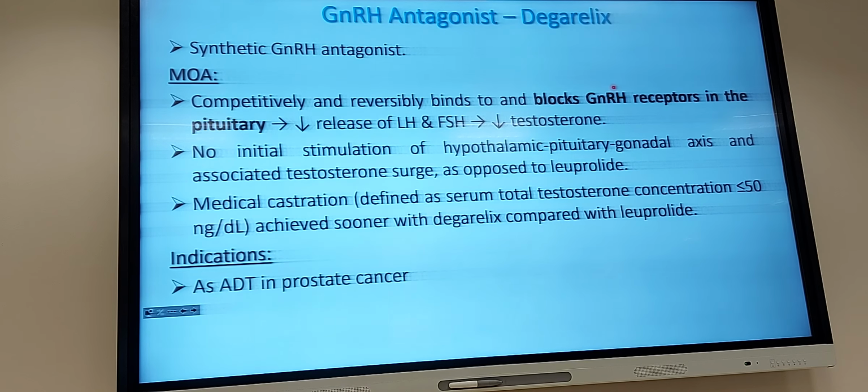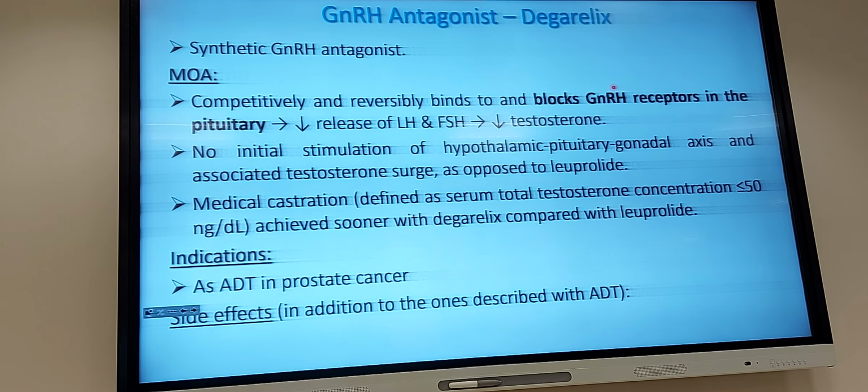Indication is the same, as androgen deprivation therapy in prostate cancer. Which stage of prostate cancer, you don't need to worry about. Side effects besides ADT, like we already described, there is hepatotoxicity and weight gain.